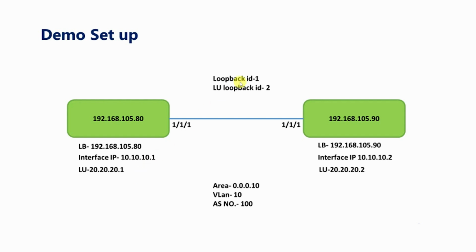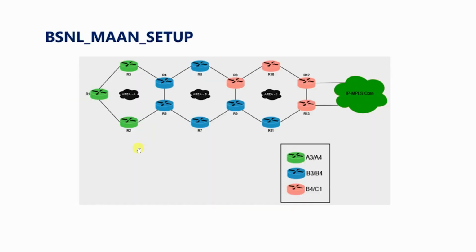In the above we can see we have defined the loopback ID for the DCN as 1. Then we have given the loopback ID for the label unicast as 2. Then we have the details of the area, as both the nodes A3 and A4 are in the same area. We have defined here as area 10. Then we have given the VLAN details for the interface configuration, and we have autonomous system number as 100, as both of these nodes are in the same AS. So this is the BSNL MAAN setup that we have.